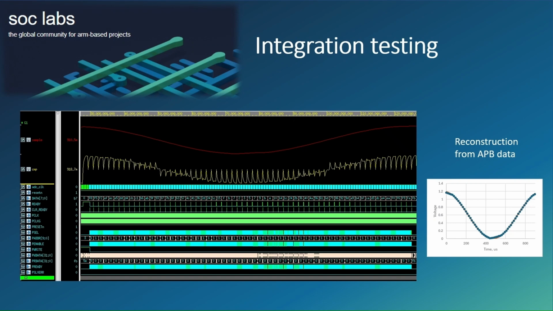Then taking this as a fully integrated subsystem with this model, using the APP bus interface to control what's going on inside the ADC, converting, and reading this back. You can see from the simulation environment, this is the input, the low frequency sine wave. When we reconstruct it back from the data over the APP, we see what we'd expect. So that's nice.